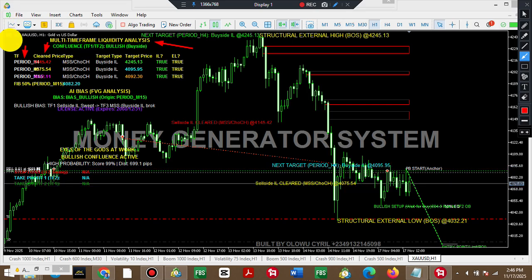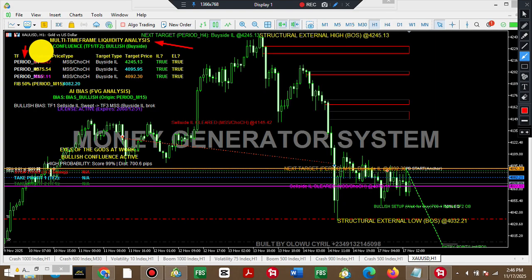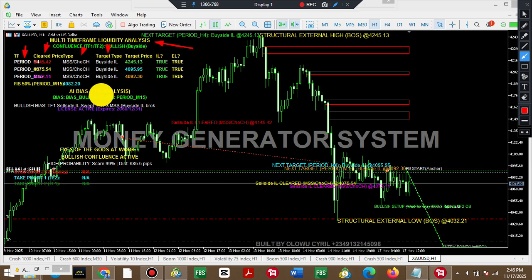So first of all, it tells you the level or the liquidity that has been cleared out, which is the price type. Then, does this liquidity lead to a change of character or market structure shift? If yes, you will also be able to identify it at the level. Then thirdly, which type of liquidity are we targeting next? Are we targeting sell side liquidity next or buy side liquidity? Then what level is it? If it is a sell side, which level is it resting? And if it's a buy side, which level is it resting?